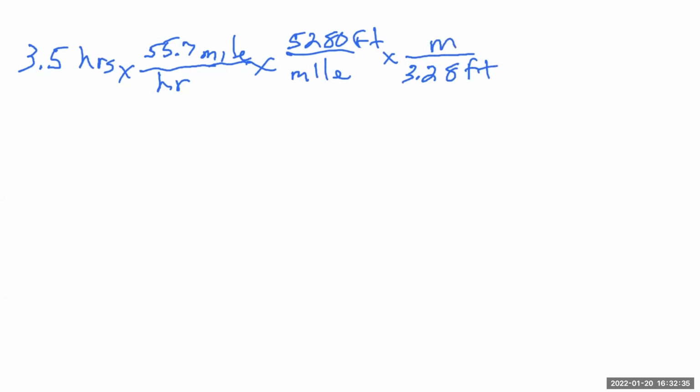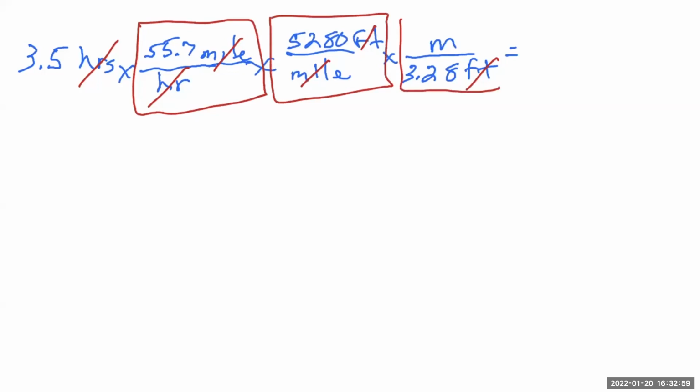Now I could have gone from miles to meters directly. I could have gone miles to kilometers, kilometers to meters. There's multiple ways to do it. This is one of the ways to do it, and that got me into meters. Let's double check everything. Hours cancel, miles cancel, feet cancel. Make sure each one of these unit conversions here is equal to 1.